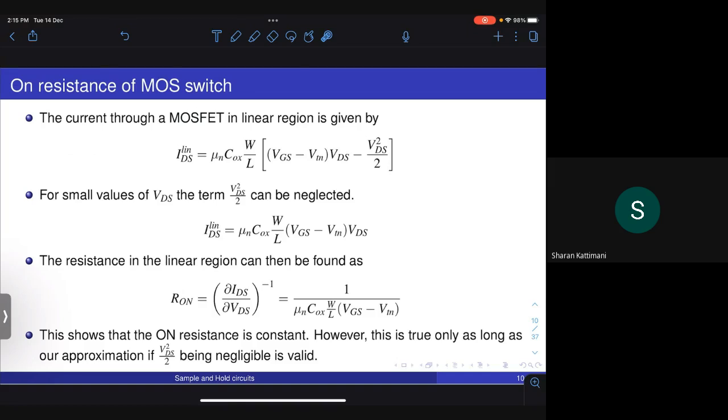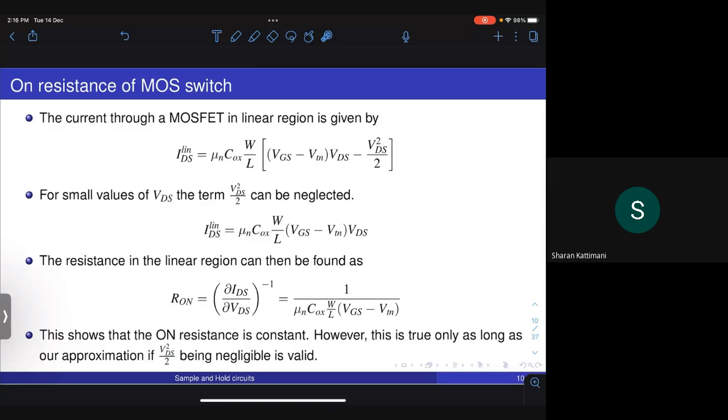When you have a MOSFET in the linear region, the IDS is given as mu n C ox W by L, (VGS minus VTN) times VDS minus VDS squared by 2. Okay, we have derived this yesterday from first principles of the MOSFET. So for very small values of VDS, the term VDS squared by 2 can be neglected, in which case IDS becomes proportional to VDS, and Ron can then be found as the inverse of dou IDS by dou VDS, which is nothing but 1 upon mu n C ox W by L into (VGS minus VTN). So this shows that the on resistance is constant.